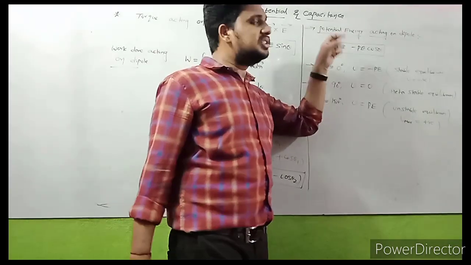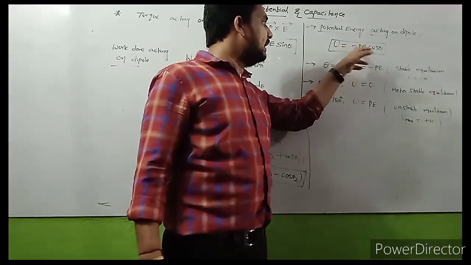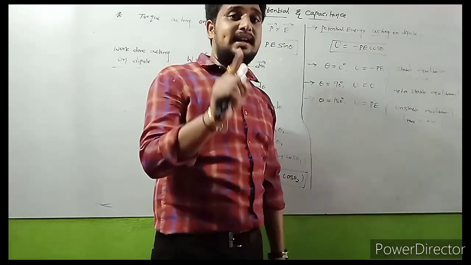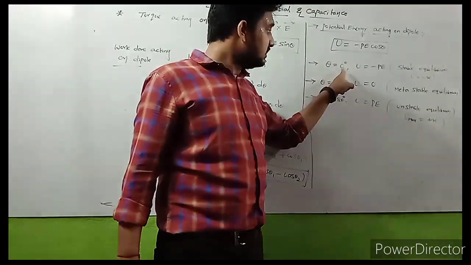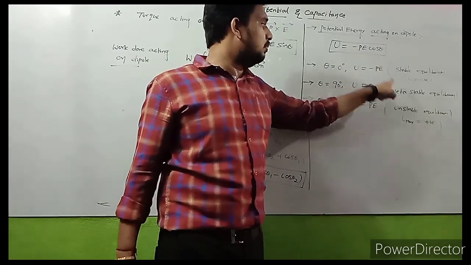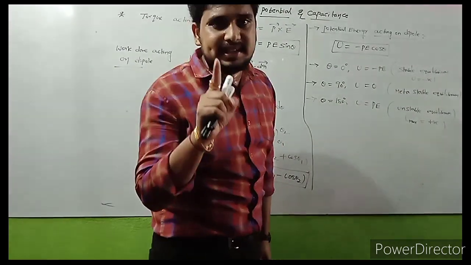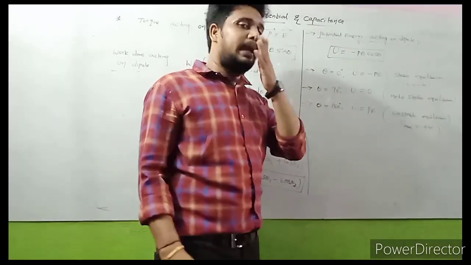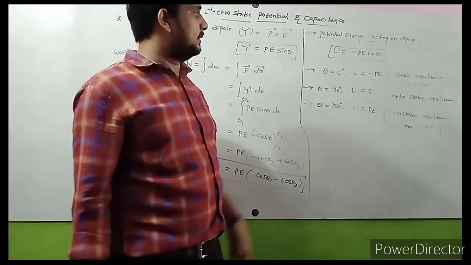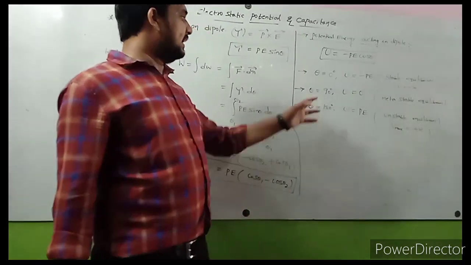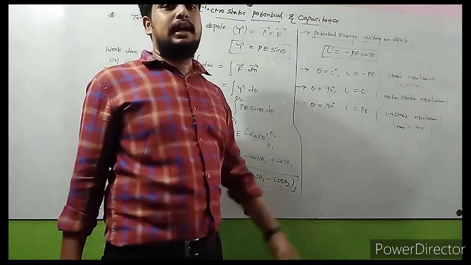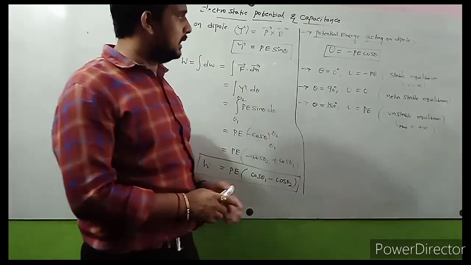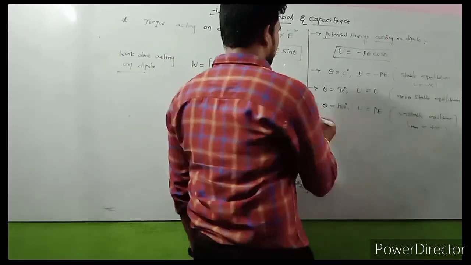And the potential energy acting on the dipole is minus P E cos theta. When theta is equal to 0 degrees, U is equal to minus P E. If the potential energy value is negative, definitely the dipole attains stable equilibrium. If theta is equal to 90 degrees, it attains metastable equilibrium. If theta is equal to 180 degrees, it attains unstable equilibrium.